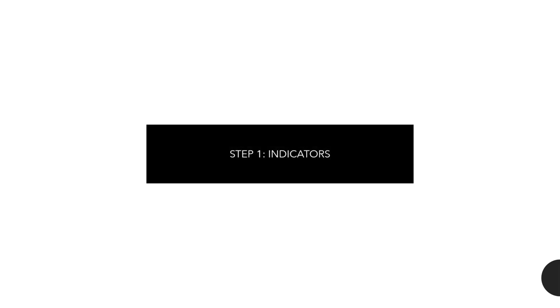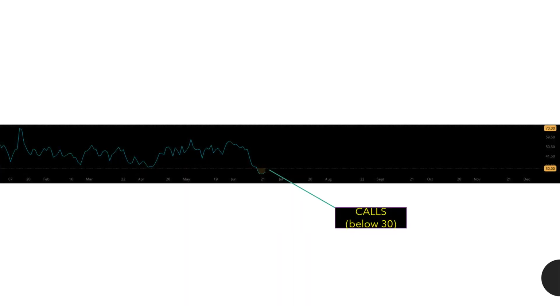Step one, the indicators that you use. Very easy. The RSI on the 14-day time frame, always on the daily. Always. This is an RSI, the only indicator that I use as of today. This is calls below 30. Whenever this line goes below the 30 mark, it's time for calls.